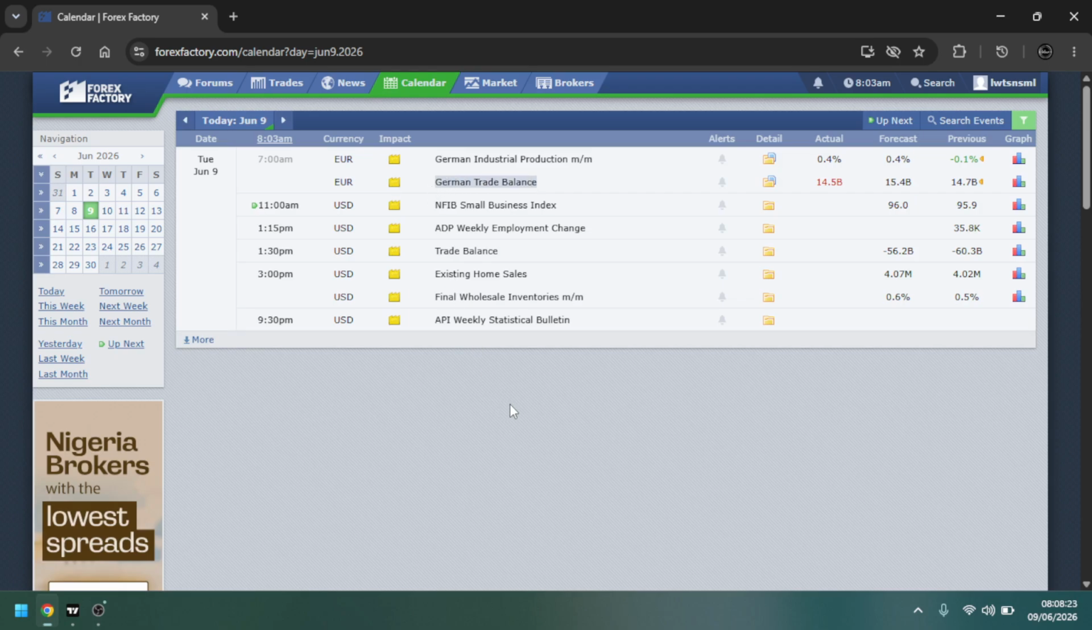The German trade balance was on high impact news, later medium impact news, and now low impact news. So just take note of this. It came out a bit less than expectation. And also we have the existing home sales, a high impact news that relates to medium impact news and right now low impact news, by 3 o'clock. That is when that will be released.